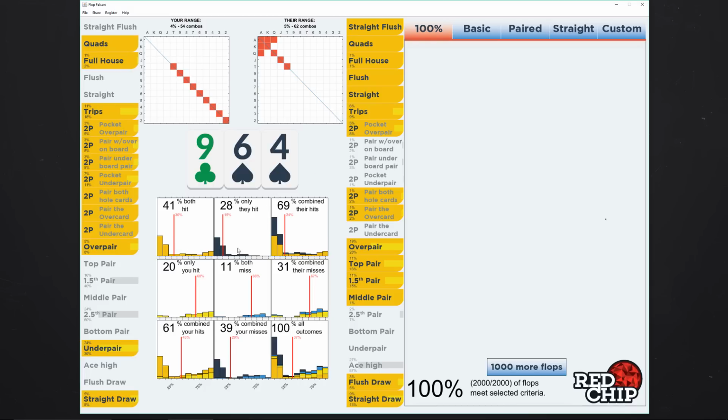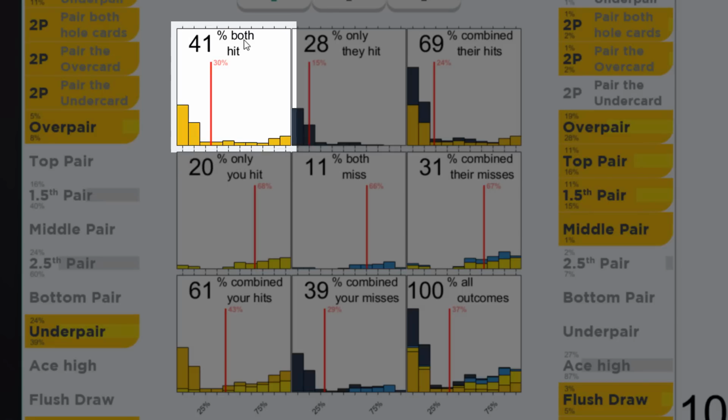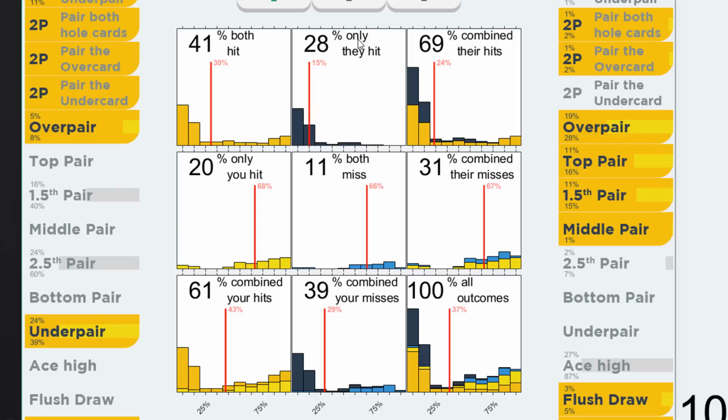So down below, what the heck are we looking at here? You may be looking at this matrix and saying this is incredibly confusing. Well, at first this may seem confusing, but I assure you it's not too bad. So you notice here what this means is that 41% of the time we both hit. Remember, a hit just means that we have one of these and they have one of these at the same time, so that's how often we're both hitting. 28% of the time only they hit, 20% of the time only we hit, 11% of the time we're both missing, and here is just everything added up for us to be nice and easy.